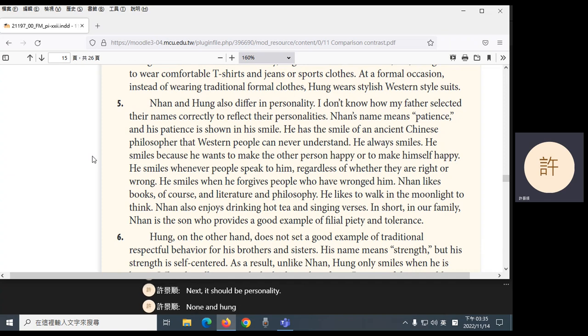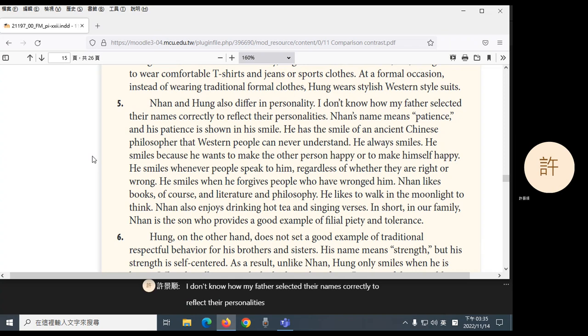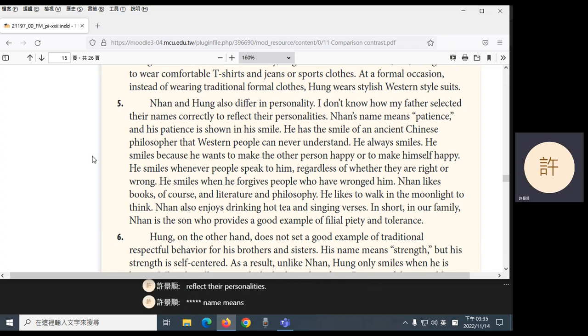"Nan and Hung also differ in personality. I don't know how my father selected their names correctly to reflect their personalities. Nan's name means patience, and his patience is shown in his smile. He has the smile of an ancient Chinese philosopher that Western people can never understand. He always smiles. He smiles because he wants to make the other person happy or to make himself happy. He smiles whenever people speak to him, regardless of whether they are right or wrong. He smiles when he forgives people who have wronged him."